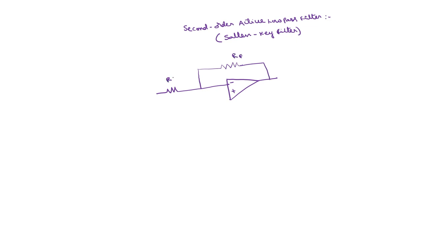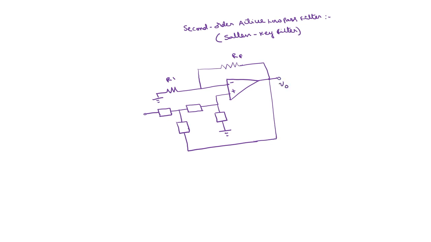This is RF, R1, this is grounded. Then, at the positive terminal, we have the admittances. This is output V0, this is VI, this you call Y1 admittance, Y2 admittance, Y3, Y4. Y is the admittance, which is the reciprocal of the impedance.